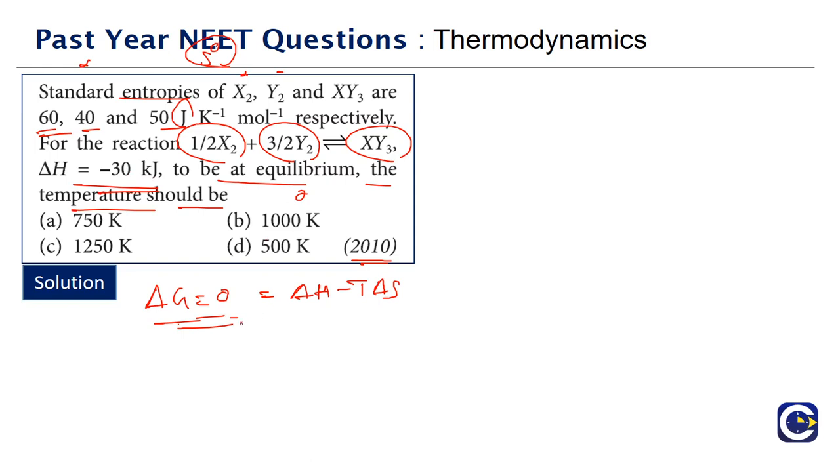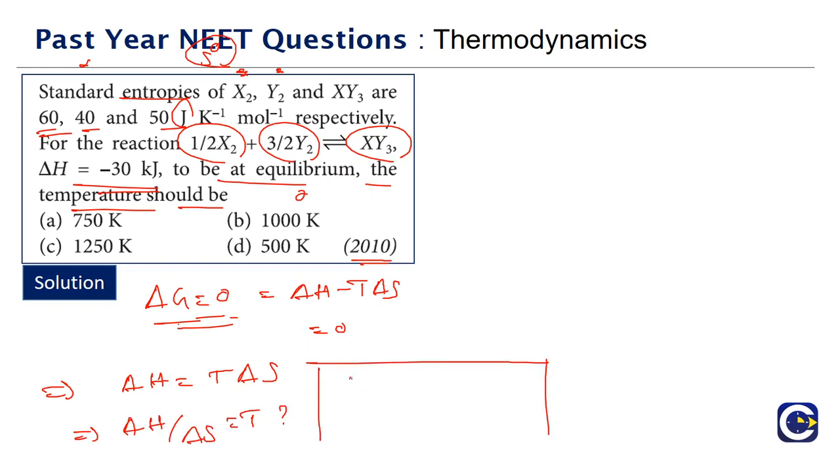We have to be careful about the units. So delta S we can calculate, because for X2, Y2 and XY3 the entropies are given. So what will be the relation that we get from here? Delta H will be equal to T delta S, because delta G must be 0. Delta H by delta S will give us the temperature where we achieve equilibrium. Now how do we find the delta S value?